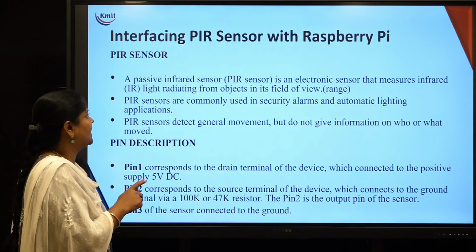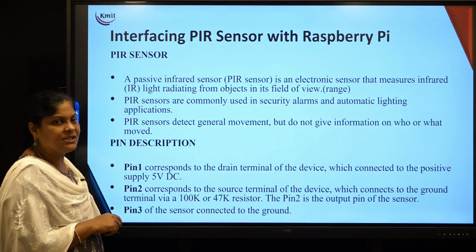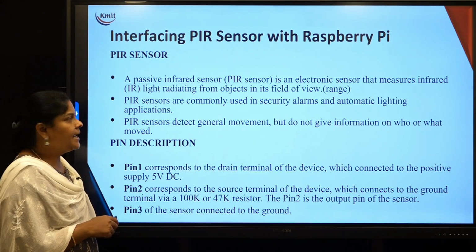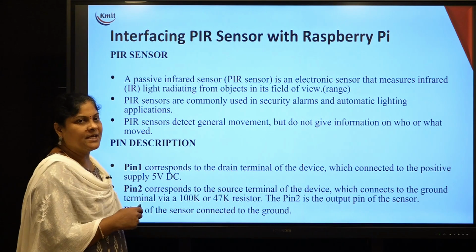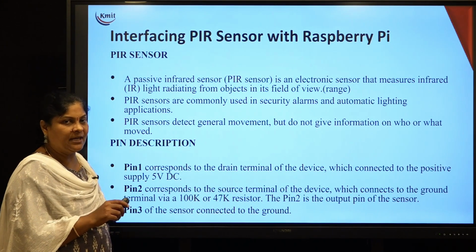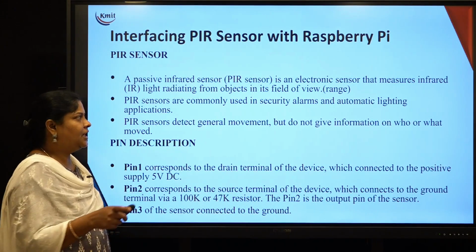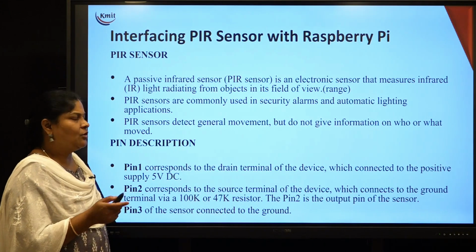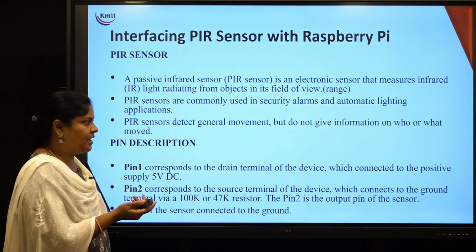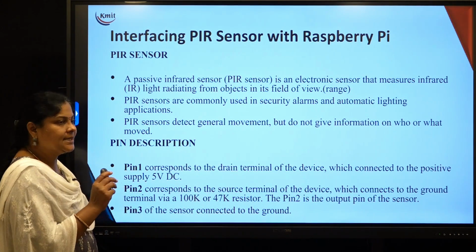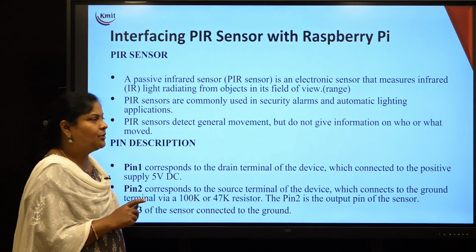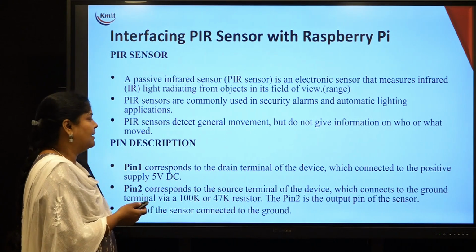For that, first, a PIR sensor is a passive infrared sensor, an electronic sensor that measures IR light radiating from objects in its field of range. So whenever you place a PIR sensor in one particular area, in that range, if a thing or a person is detected, the IR rays fall on that particular object and the sensor will detect that something is there in that range. PIR sensors are commonly used in security alarms and automatic lighting applications.